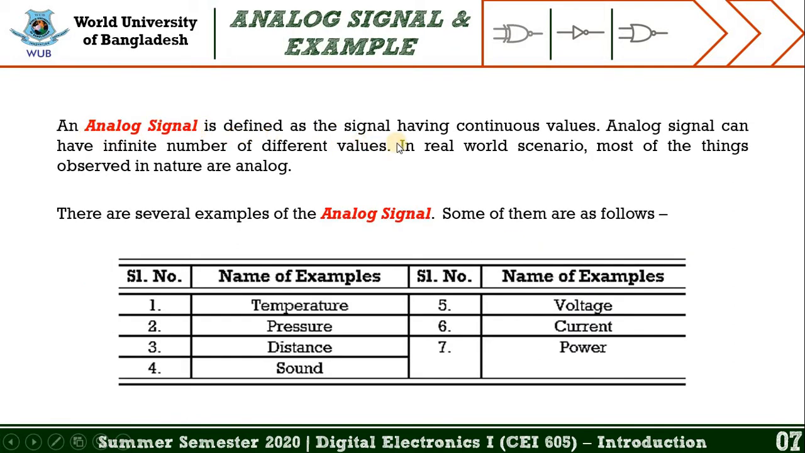From this slide, we came to know what an analog signal is as well as examples of this signal. So let's begin. An analog signal is defined as a signal having continuous values. An analog signal can have an infinite number of different values. In the real world, most of the things observed in nature are analog. There are several examples of analog signals, such as temperature, pressure, distance, sound, voltage, current, and power. Let's move into the next slide.